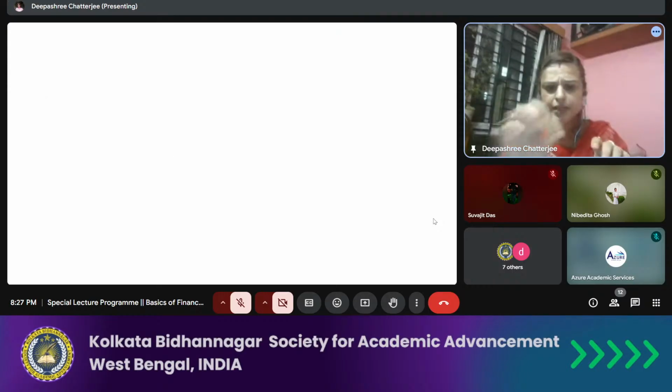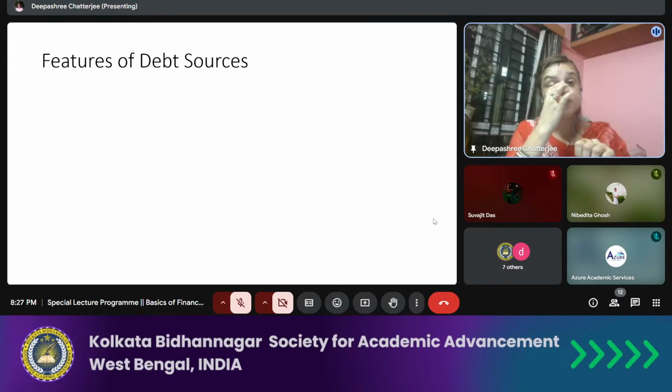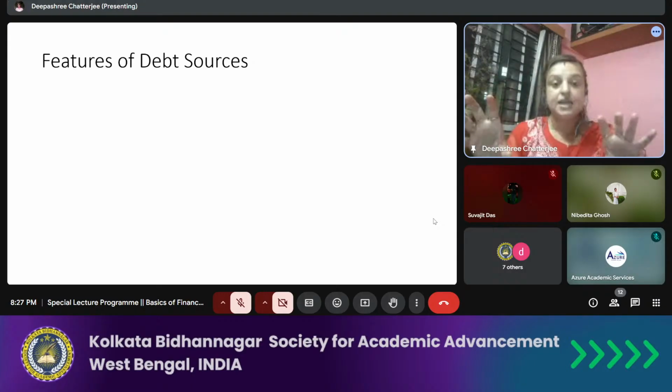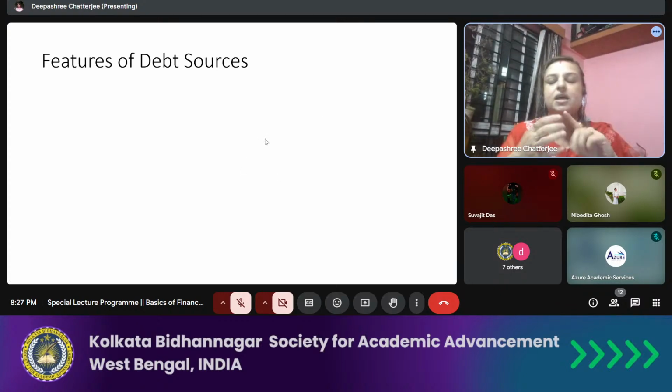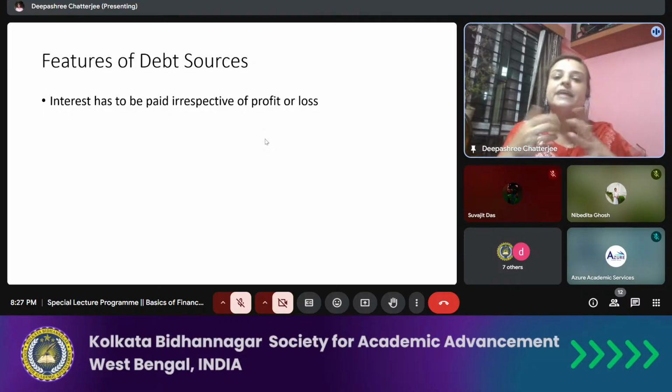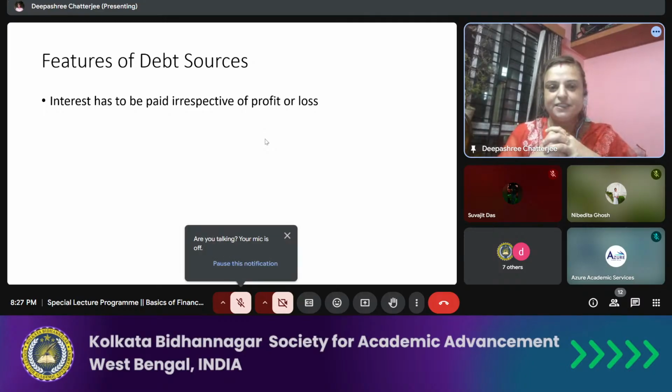Now let us come to the features of the debt sources, right? So equity sources or owner sources, we understood equity and preference or retained earnings, and then we come to the debt sources of funds. In debt sources of funds, there can be numerous sources like loans from banks, debentures, or public borrowings, etc. So let's understand the features of that.